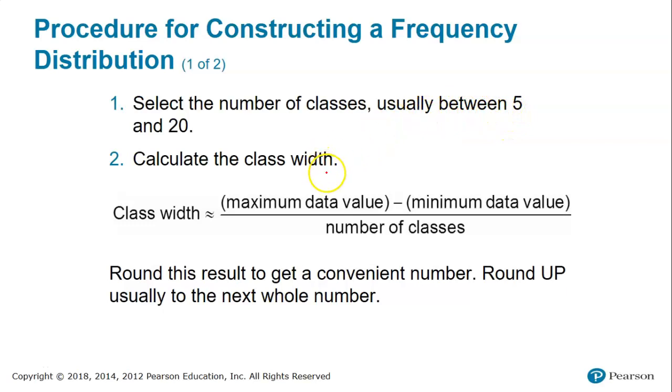The second thing you want to do is to calculate your class width, and we'll do that by finding the maximum data value, subtracting the minimum data value, and then dividing that by the number of classes that you want to have. Once you've done this calculation, you're going to always round it up to get a convenient number, and in rounding it up, a lot of times it'll be to the next whole number. That will not always be the case. It just depends on the data.